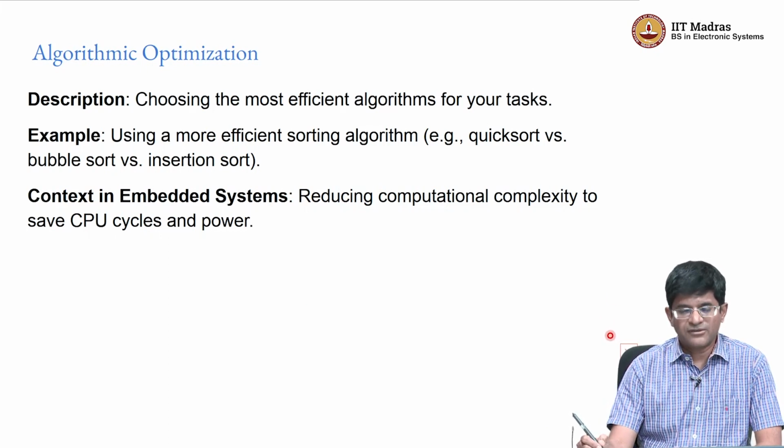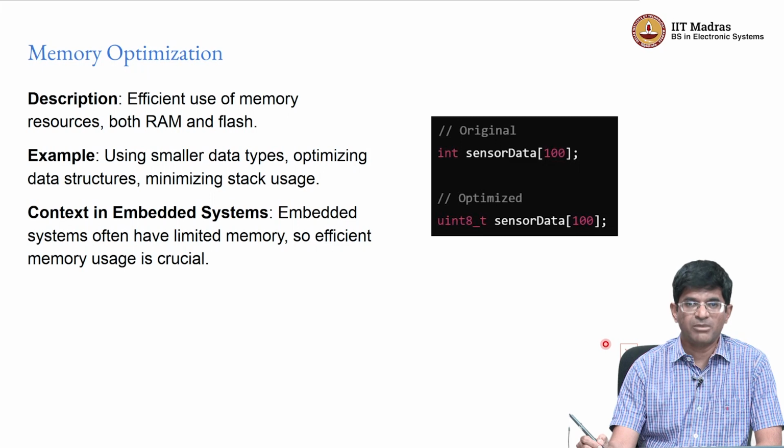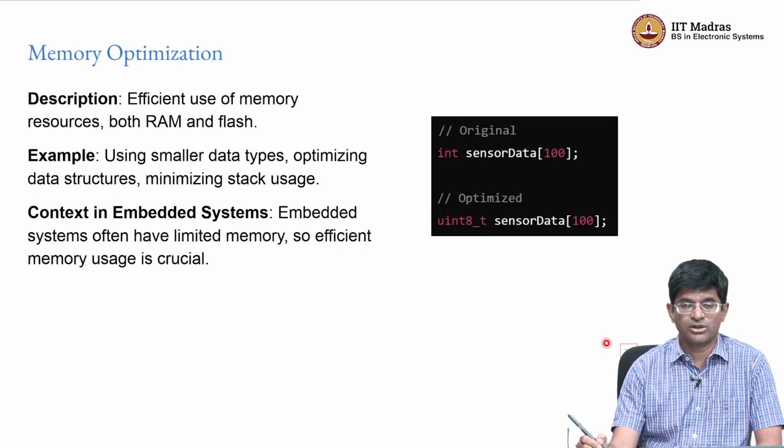Okay, so after looking at algorithmic optimization, the next kind of optimization that we can think about is what's called memory optimization, right? And this is basically how do we make efficient use of memory, which could be the RAM associated with the system, but also the flash memory, which is the non-volatile storage, which can be used to store data, but primarily would be used to store data which does not need to change very often.